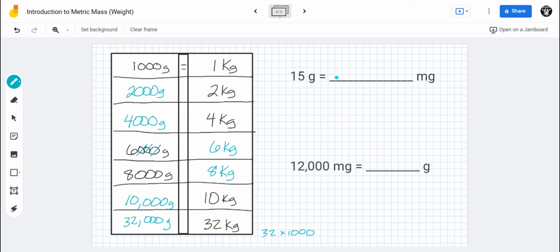All right, let's move up here. What about some examples with milligrams? Well, sometimes they don't lay it out nicely in a chart for you.